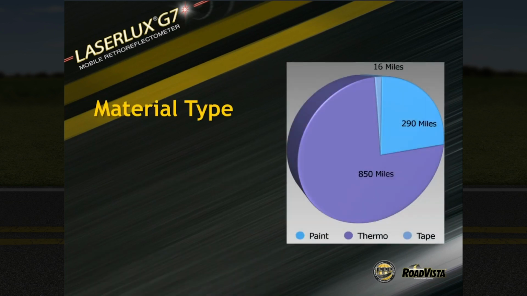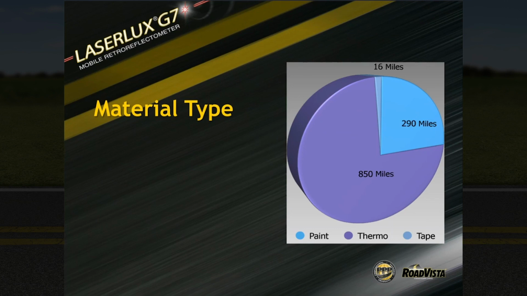Let's go to material types. So we found that about 850 of our miles were in thermo, 290 miles were paint, and 16 miles of tape. I'll start with the tape. The tape was one of our road condition buttons, and we found the 16 miles was mostly going across bridges. They're using a lot of tape on bridges in the southeast, so I'd click on it.